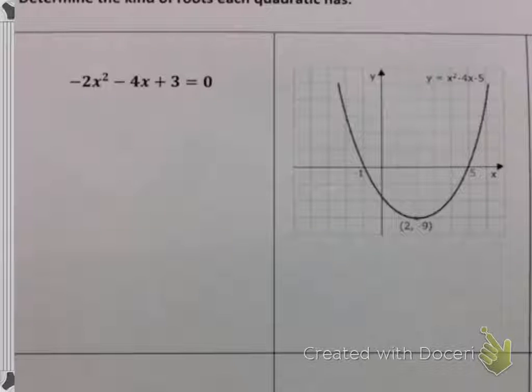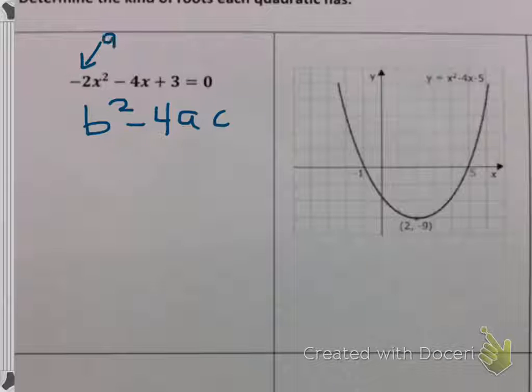So let's just try these really fast and see what we're talking about. What I have to do is solve the equation b squared minus 4ac in order to figure out if I have 2 real solutions, 2 imaginary solutions, or 2 real that are the same number. My a comes from the number in front here, which would be negative 2. My b comes from my x term, and my c comes from my constant term right here.